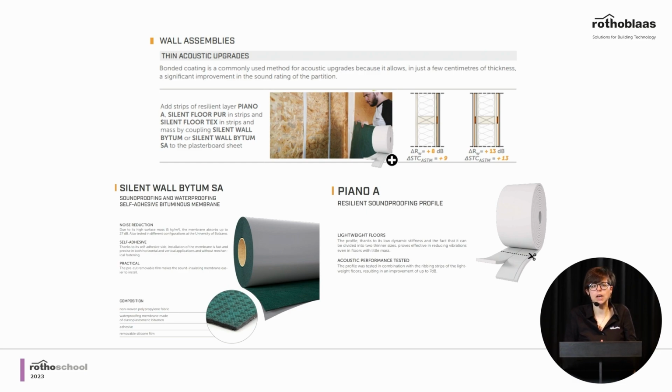So from one side you have the plasterboard with the massive membrane, so for example our Silent Wall Bitumen SA, and this will add mass, and this will improve especially low frequencies. And then you have a resilient interlayer that separates the plasterboard from the structure, so it reduces the propagation of vibration to the structure, and therefore it improves the acoustic performance of the partition.